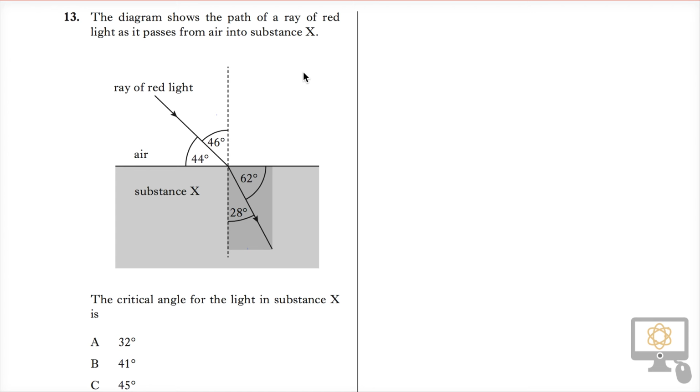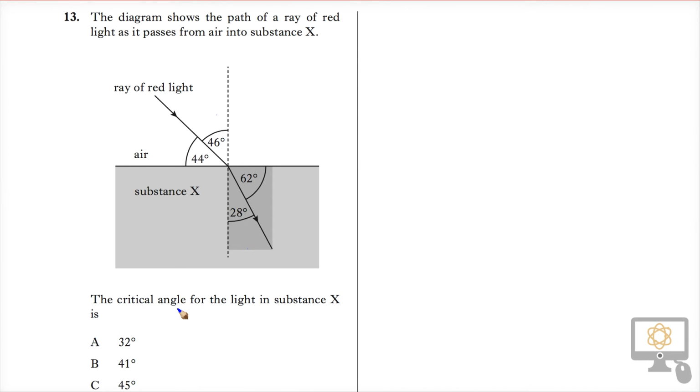So let's look at question number 13 from the Revised Higher Physics 2014 paper. And what we've got here is a question about refraction, and it says a diagram shows a path of a ray of red light passing from air into substance X. We're not told what substance X is.